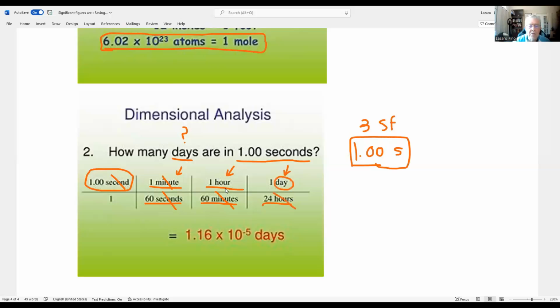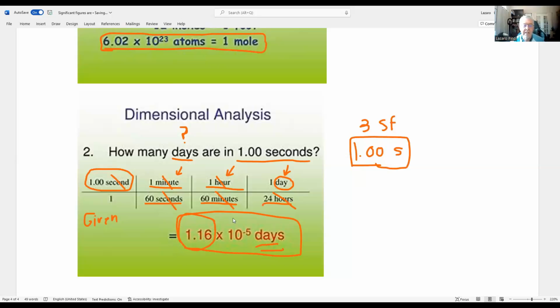Then you cancel hours with hours, and when you multiply 1 by 1 by 1 by 1, and you divide by 60 times 60 times 24, you get this number. And the unit is days, the one that you are asked for. How many significant figures are you going to report? Only 3, according to the given number. Given number, three significant figures. Answer, three significant figures too.